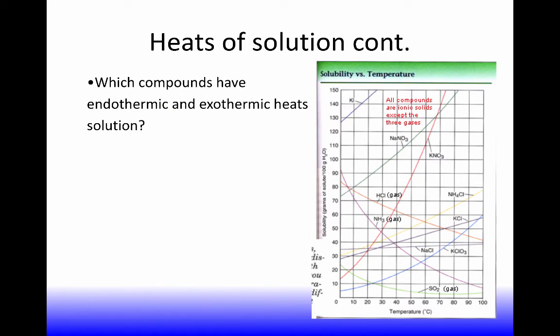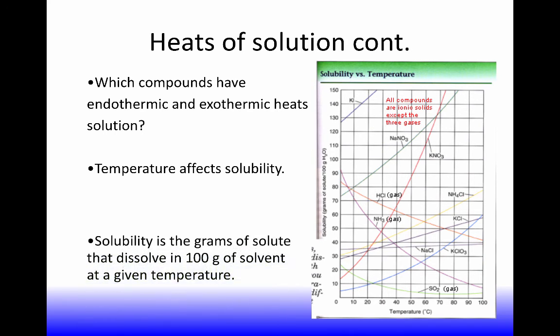So, for the compounds that I just described, you can tell which have endothermic and exothermic heats of solution. Why? Endothermic, as it gets hotter, more dissolves. Exothermic, as it gets hotter, less dissolves. That's pretty straightforward. The key thing from this is you can see that temperature greatly affects how much will dissolve.